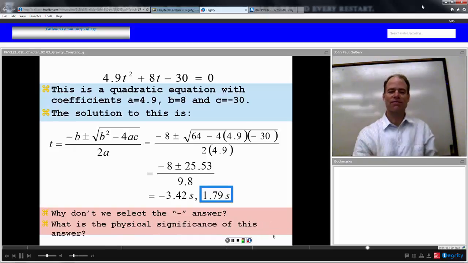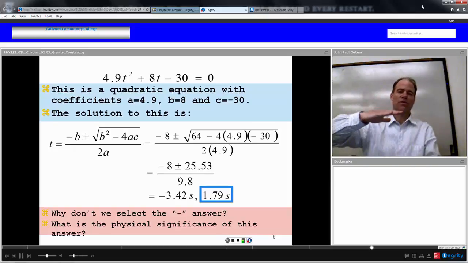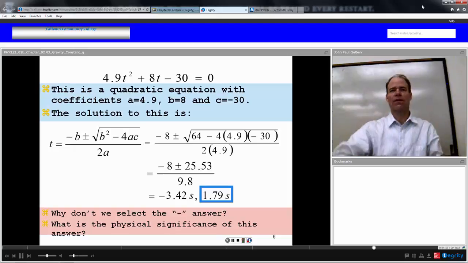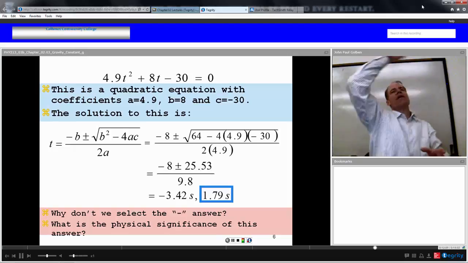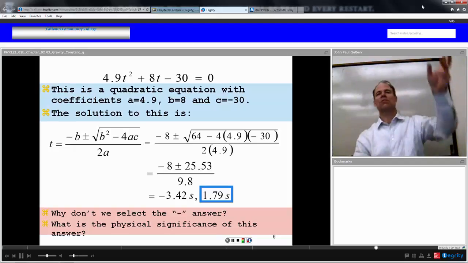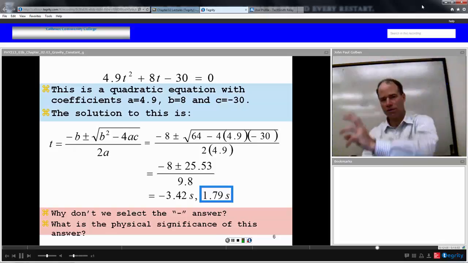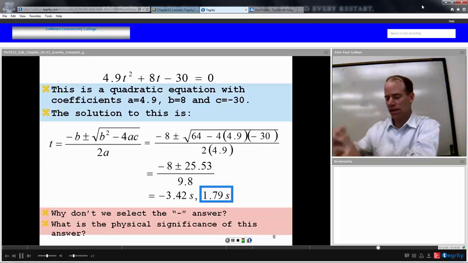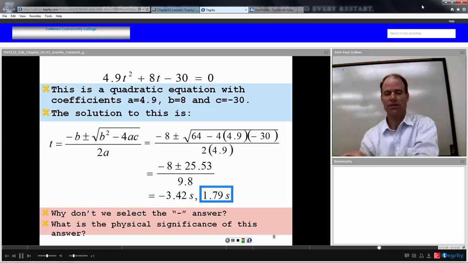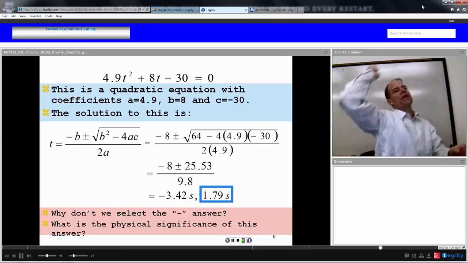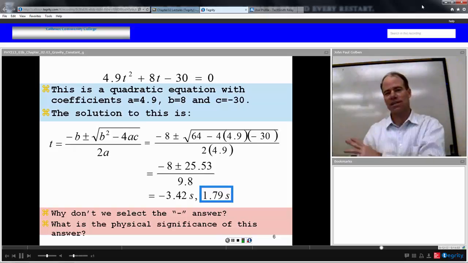But does this negative answer have any physical significance? Yes, it does. If I'm throwing a ball down at 8 meters per second, and it takes 1.79 seconds to get to the ground, if I reverse this problem in time and go backwards so that the ball goes up to its apex, comes down and crosses my level, and goes down the displacement back down to the ground, that would have been 3.42 seconds previously in the past.